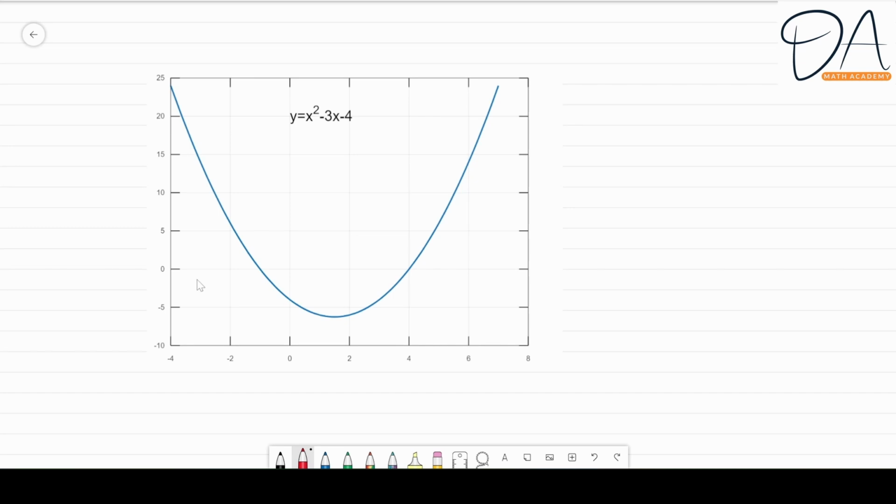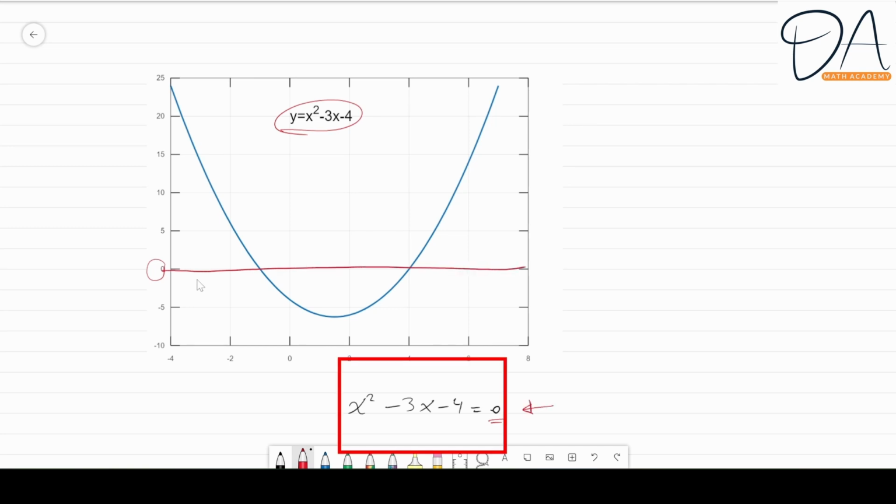So here we have a quadratic function, x squared minus 3x minus 4. And when we are looking for a solution for the quadratic equation, x squared minus 3x minus 4 equal to 0, what we are actually looking for is when this function value is equal to 0. So here we can see that setting the value to 0 means the y value equal to 0. Looking at this line, the solution to this quadratic equation will be simply the points where the curve crosses this red line.